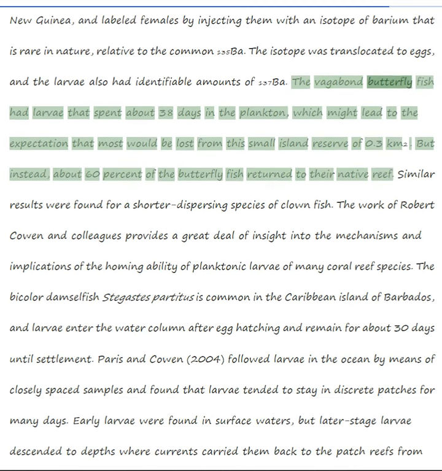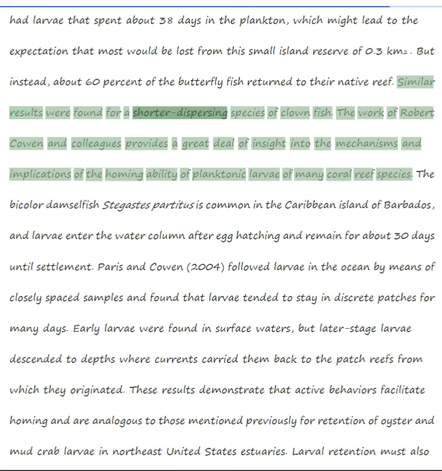The vagabond butterfly fish had larvae that spent about 38 days in the plankton, which might lead to the expectation that most would be lost from the small island reserve of 0.3 kilometers. But instead, about 60% of the butterfly fish returned to their native reef. Similar results were found for a shorter dispersing species of clownfish.